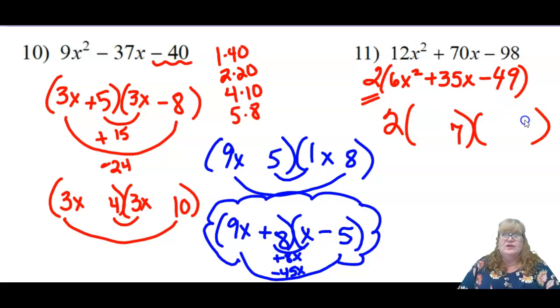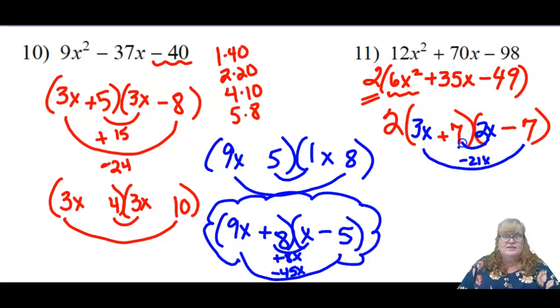So I'm liking the idea of trying 7 and 7. Now, to get a negative, we'd need 1 positive and 1 negative. But to get this 6x squared, I could try 6 and 1 or 3 and 2. Oh, I don't know. I think I'll try a 3 and 2. Seems like what you guys might do first. This would be negative 21x, and this would be positive 14x. Yeah, that is not going to give me 35. It gives me 35 if I add them, but they have to have opposite signs, so it's not going to work. Going to keep that 2.